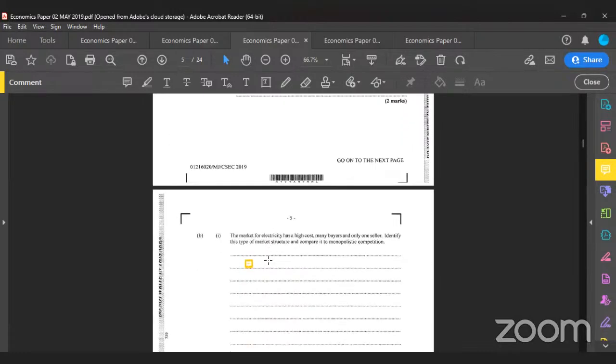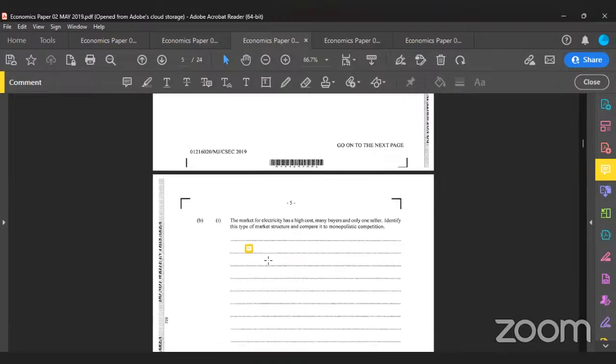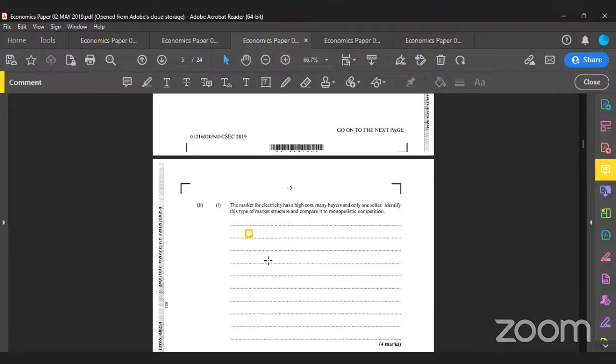So part B asks us, the market for electricity rather, has high costs, many buyers, and only one seller. Identify this type of market structure and compare it to monopolistic competition. As we can figure from the characteristics in the first sentence, part B is a monopoly, right? Generally high costs. You have many buyers, you only have one seller, right? And they generally have a unique product as well, right?